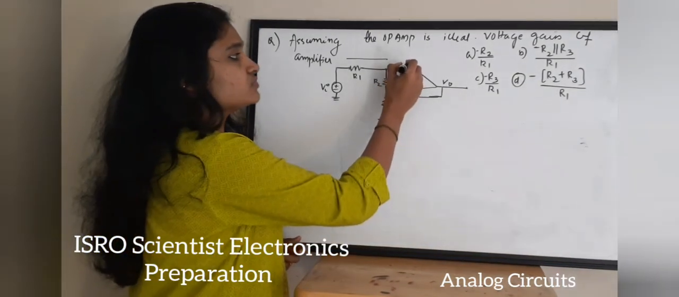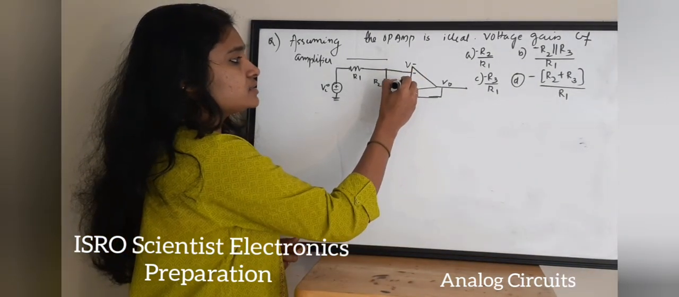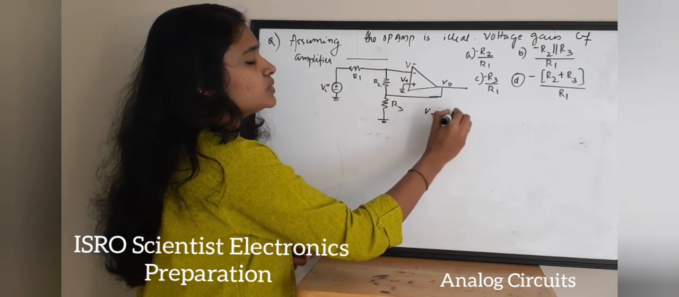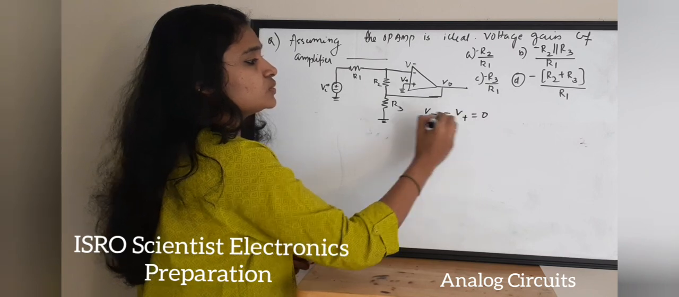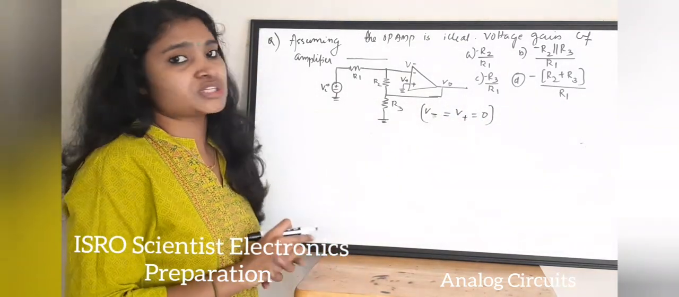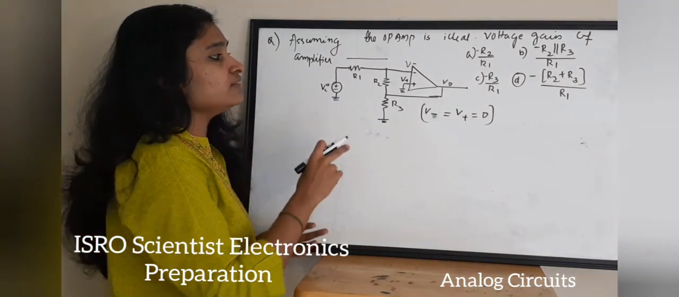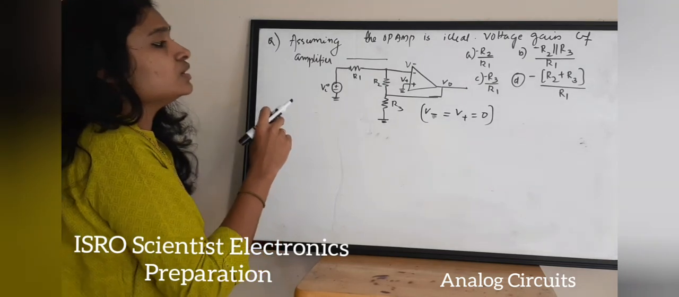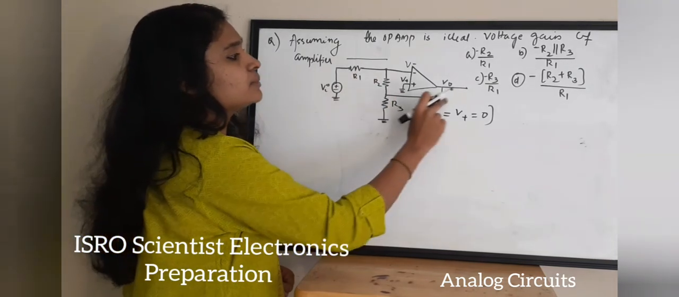So this is V minus and this is V plus. V minus is equal to V plus is equal to 0. That is, the differential voltages are taken as 0 for an ideal operational amplifier. Now we need to find the value of V out to V in.